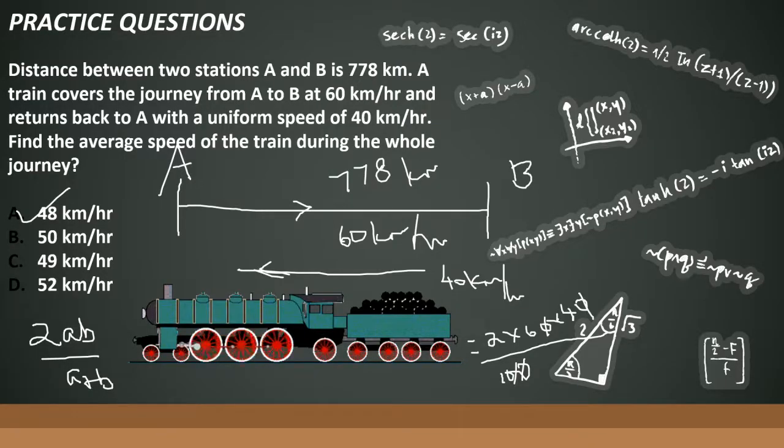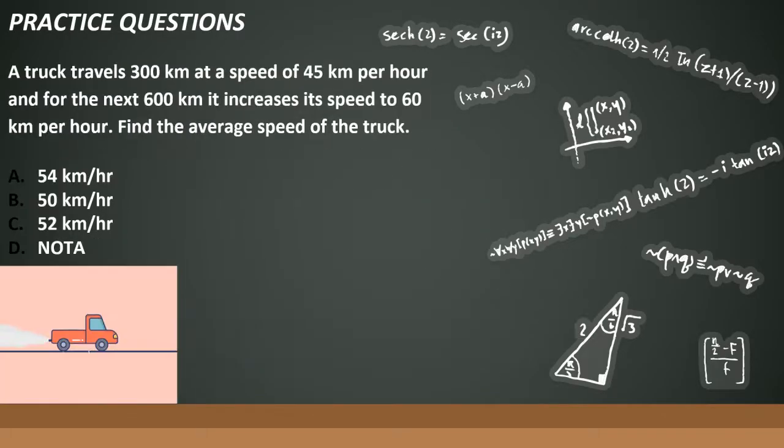I repeat, the distance between the 2 points is 778 kilometers. It travels from point A to point B at a speed of 60 kilometers per hour and comes back with a speed of 40 kilometers per hour. So we can go for 2ab by a plus b, since it is the same distance question. So I don't need the distance at all between them. So I take a as 60 and b as 40 and solve to get the answer as 48 kilometers per hour. So the next question is here.